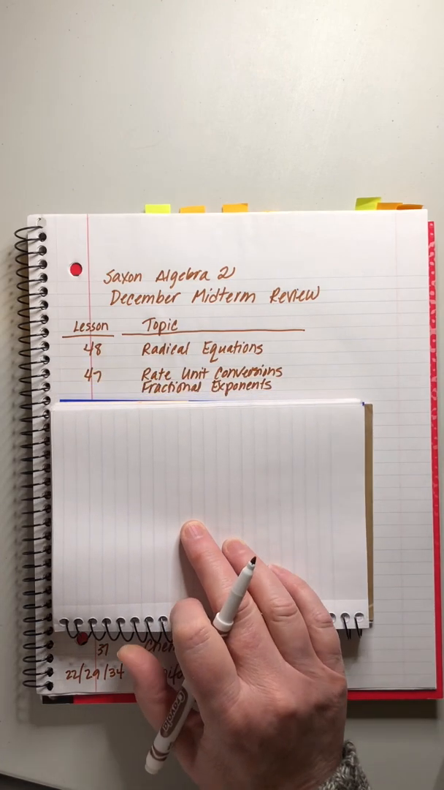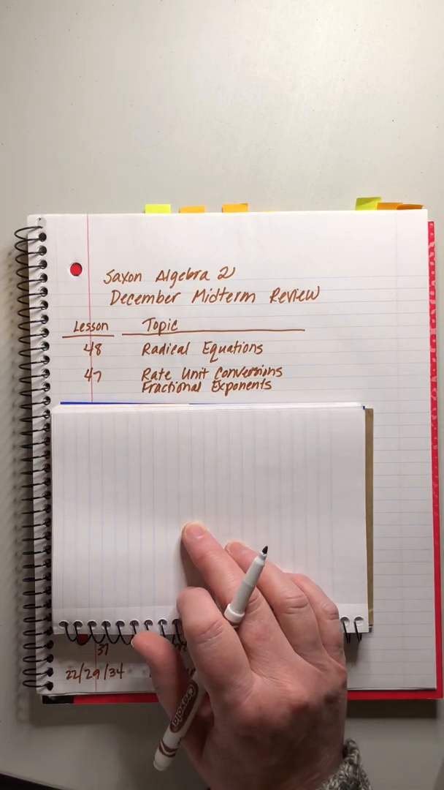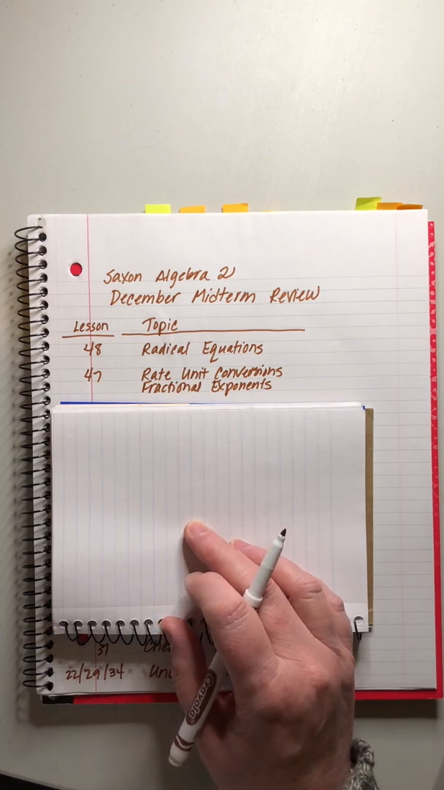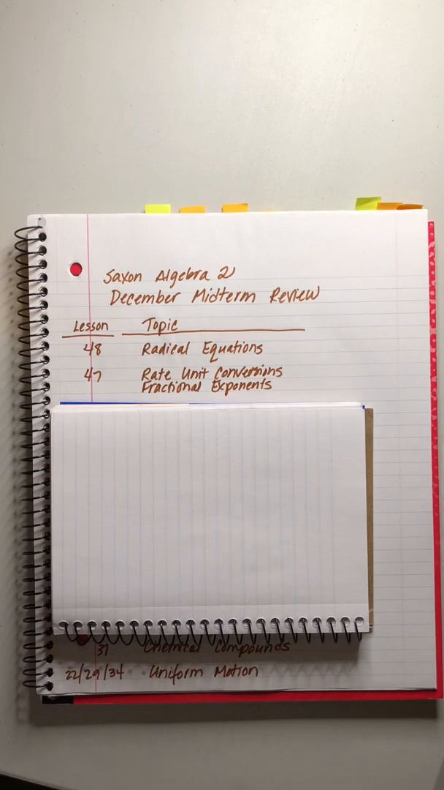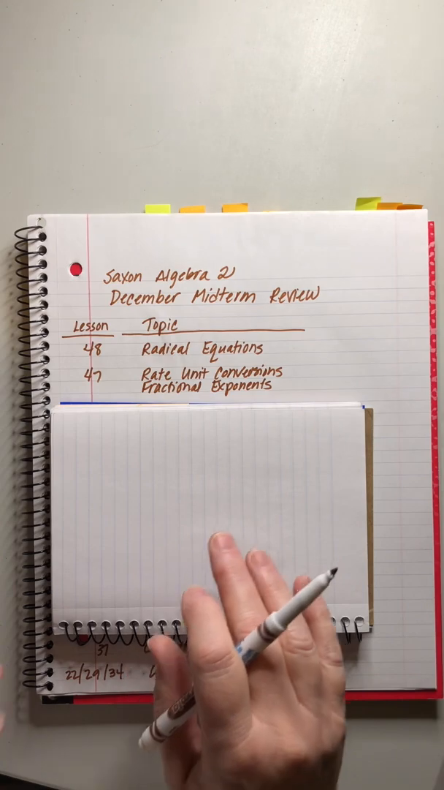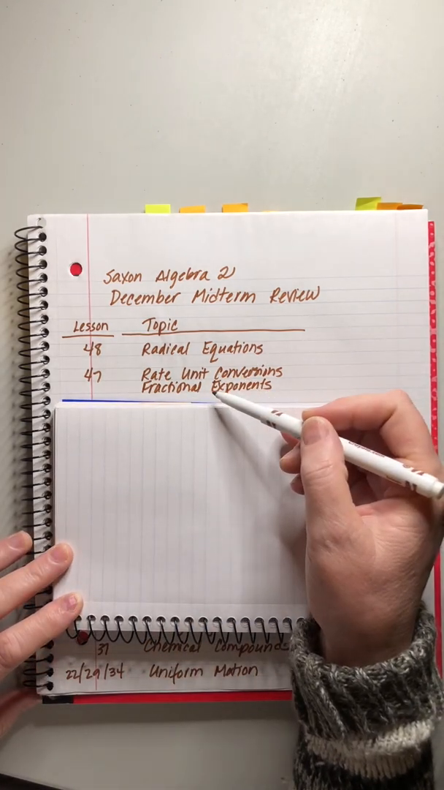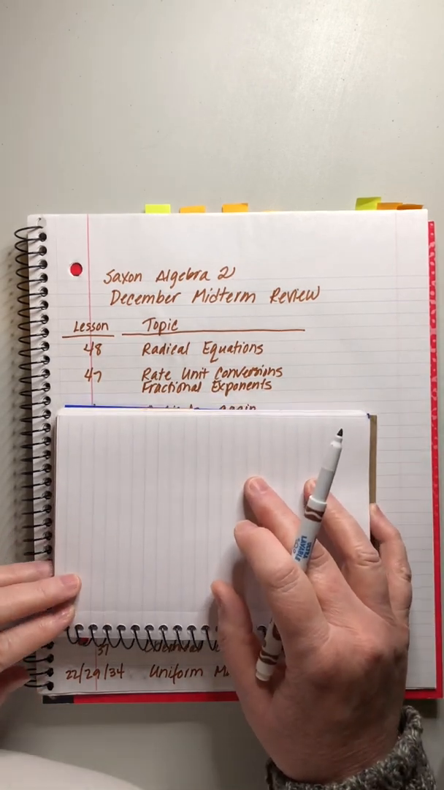47 is a two topic. We had rate unit conversions where we were using rates that had like inches per second or miles per hour, where there was a rate in the numerator and the denominator, and we were having to go through and do both of them. And then fractional exponents, we learned a trick on those when the bases don't match. We learned how to deal with that.